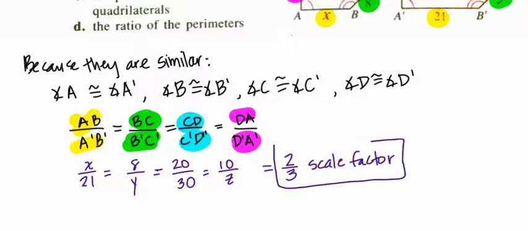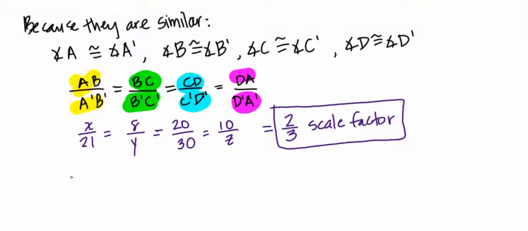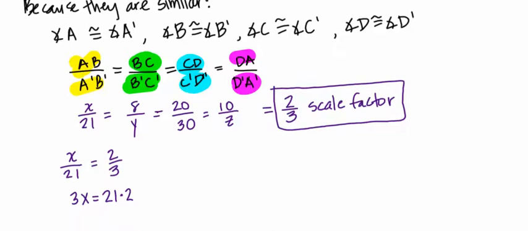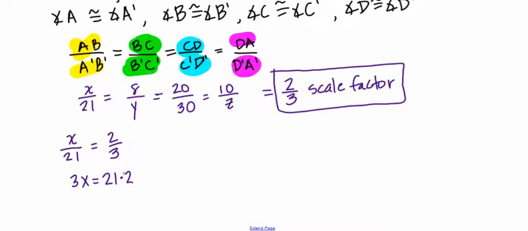Of the figure on the left to the figure on the right. Now if I want to find X, Y, and Z, I'm going to take each one of those fractions and set it equal to the scale factor, which is 2/3. I cross multiply, and I get 3x equals 21 times 2. Now, many times, students will take 21 times 2, even adults, and make it a 42.